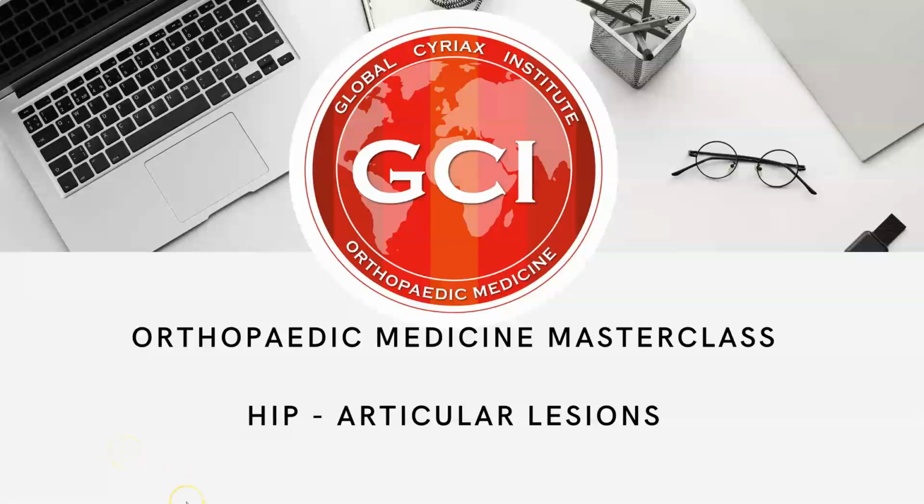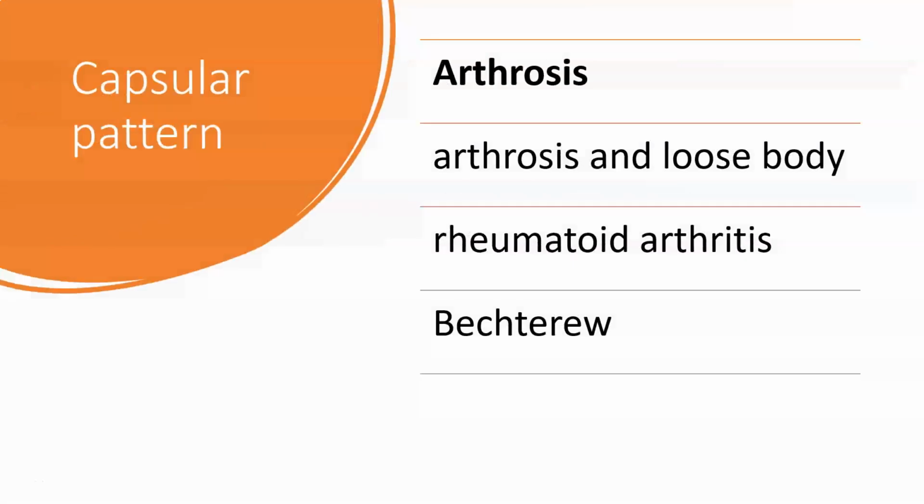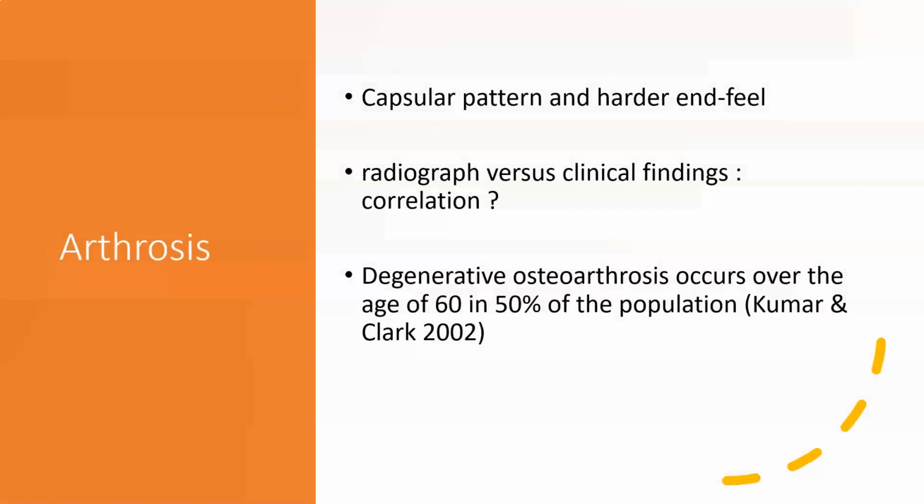What about articular lesions in the hip joint? Well, the first option, of course, is an arthrosis. And in that case, what are we going to find? Well, a capsular pattern with a harder end feel.